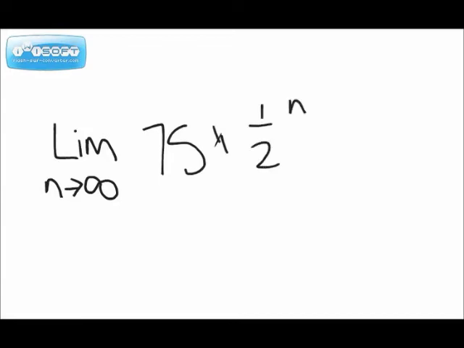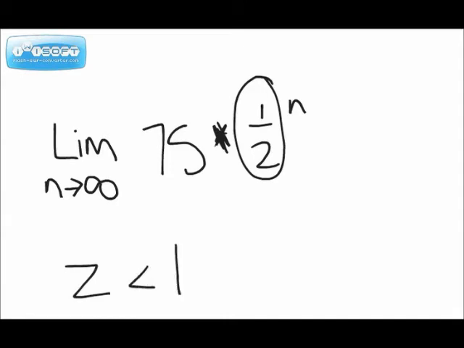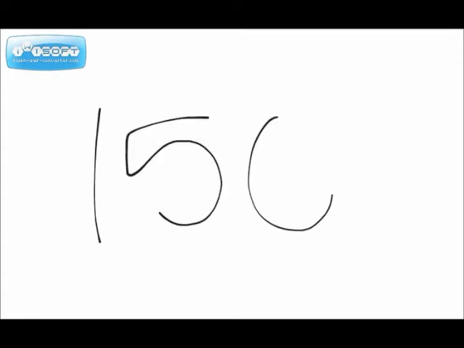Now if we look at this, we can clearly see that it's a geometric series, with z being 1/2. Well, the rule is, for the geometric series, if z is less than 1, the series will converge. In this case, it converges to 150. This means that our fly will travel 150 miles until it gets squished together by both trains.